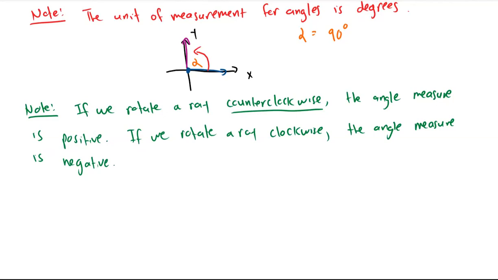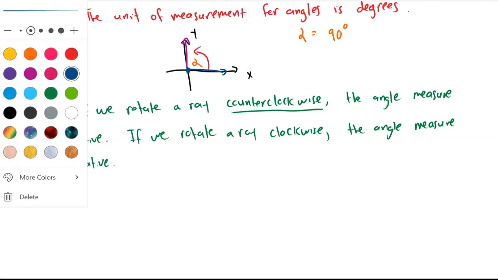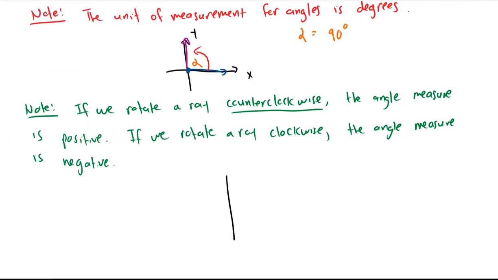Right? So that's why I wrote that alpha equals 90 degrees. However, if you move in the clockwise direction, then the angle measurement is negative. Right? So the magnitude of the angle is going to be the same. And let me give you an example of that. So let's say I want to draw a 90-degree angle, but now I want to do it in the clockwise direction. So again, we draw the XY plane.